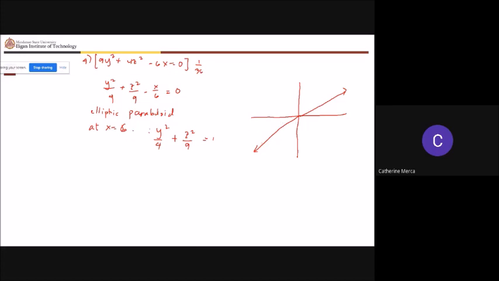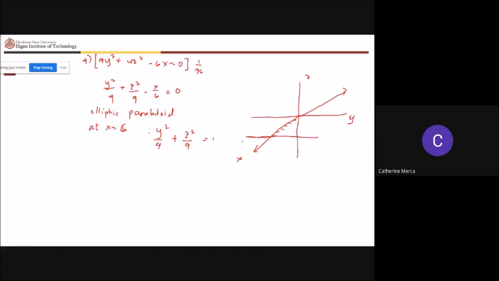So, just on the positive side, because x is not squared. You will have 1, 2, 3, 4, 5, 6. That is x, this is y, and this is z. Just draw an ellipse at x equal to 6, and then we just trace the parabola.